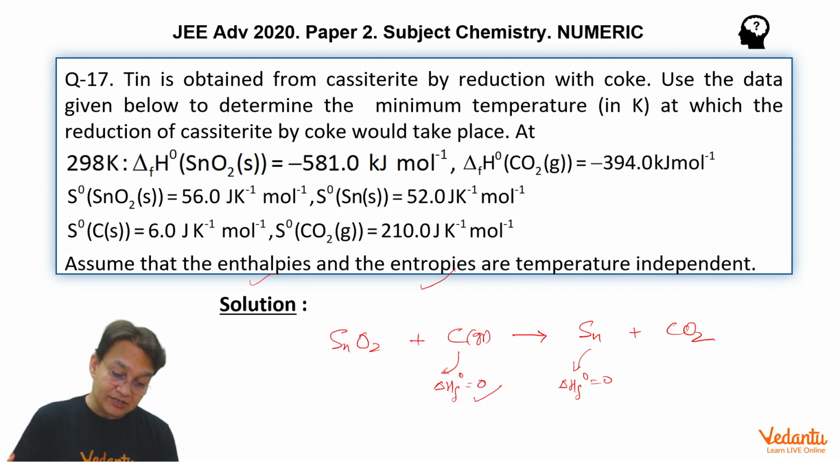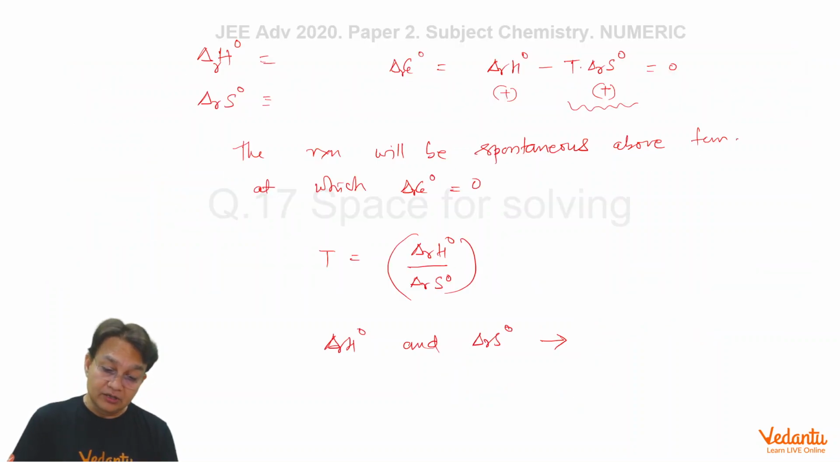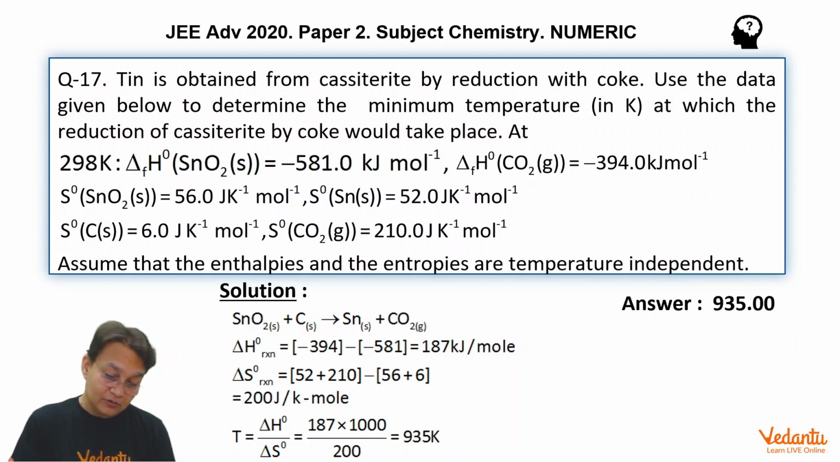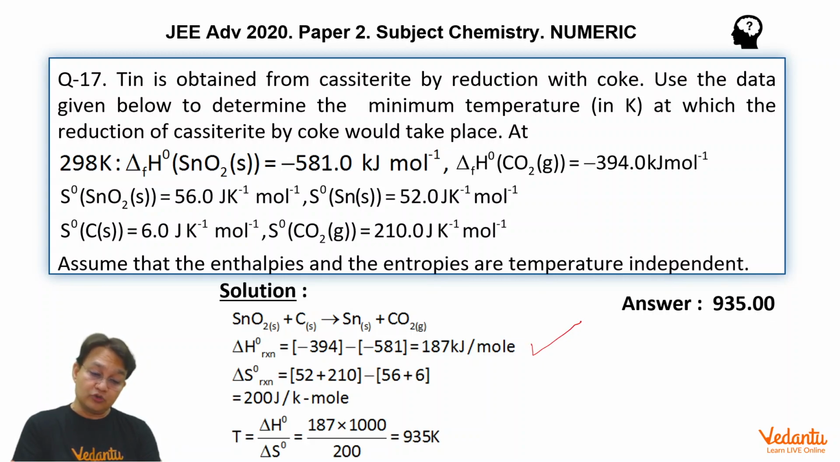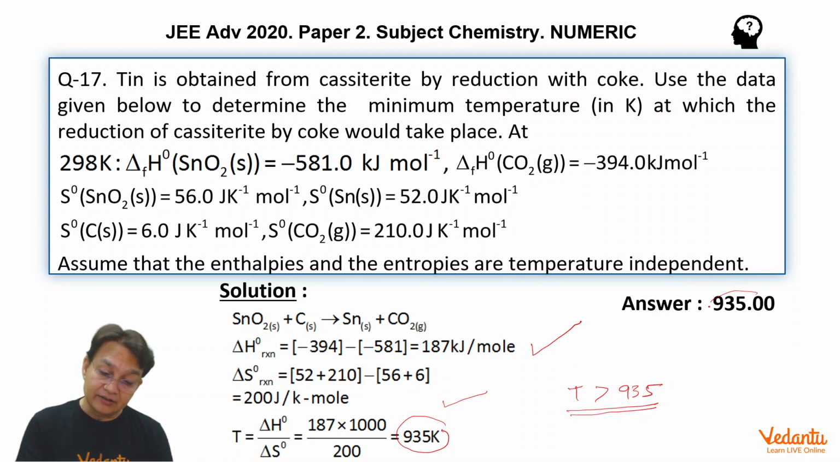By substituting these values, I've already written the formula, you're going to get this value of delta RH naught, which is 187 kilojoules per mole, and delta S naught you will get by substituting the values of S naught. You will get it is 200 joules per Kelvin per mole. From this, you will calculate the temperature, which is delta H naught upon delta S naught. That will come out to be 935 Kelvin, and if T is greater than 935, this reaction is going to be spontaneous. So your answer is 935.